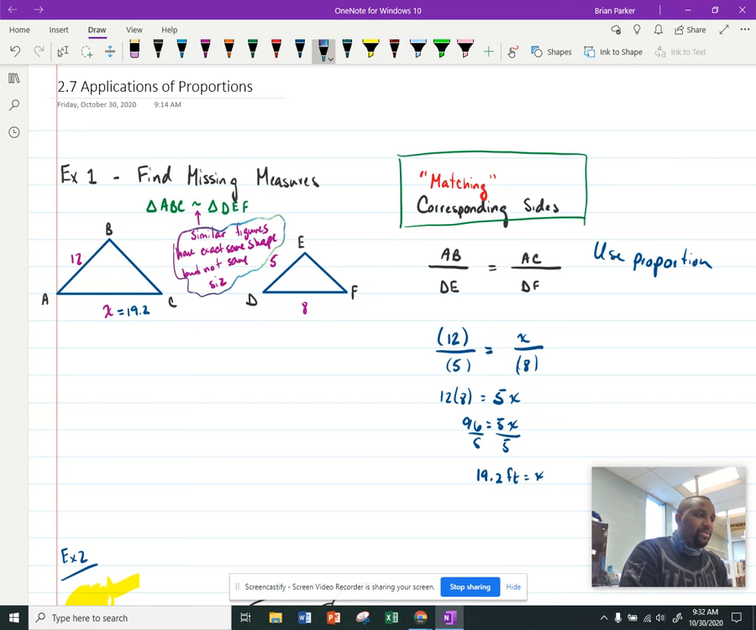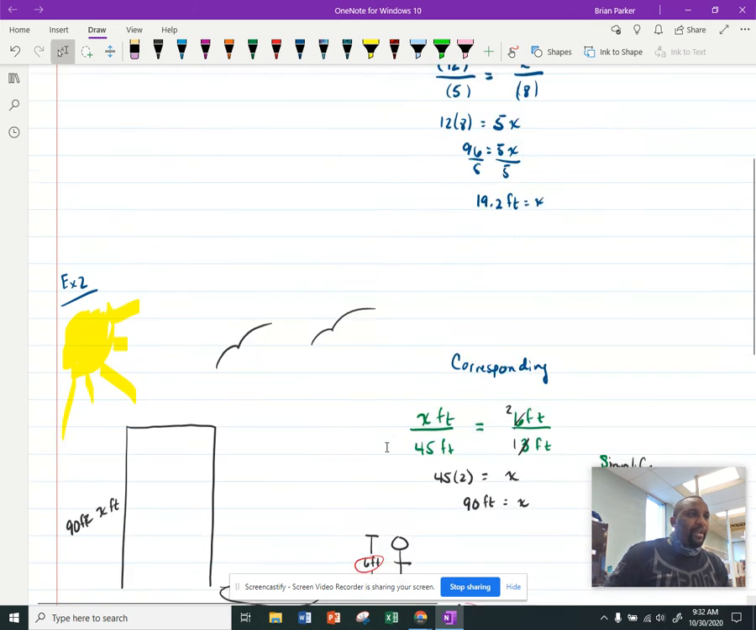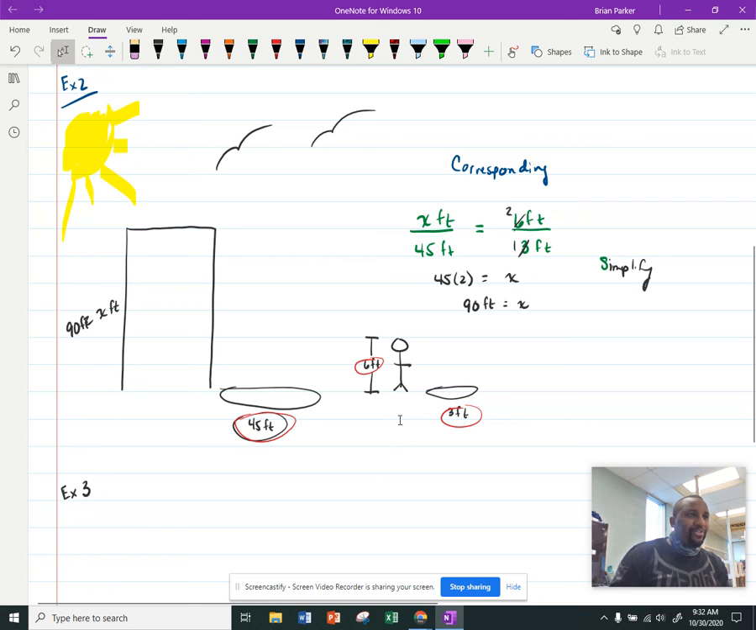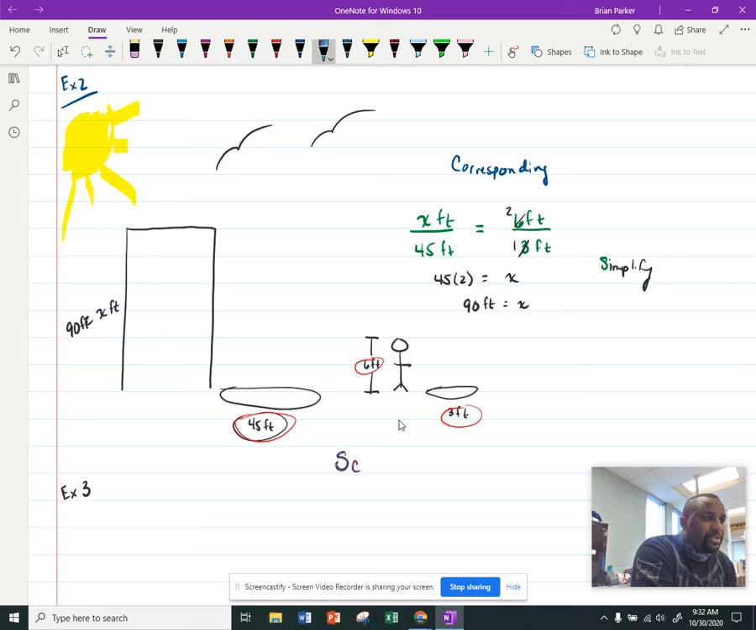Okay, and so now let's look at another word called a scale factor. All right, called a scale factor. Scale factor. All right, and obviously factor being something you multiply by, right? Something you multiply by.